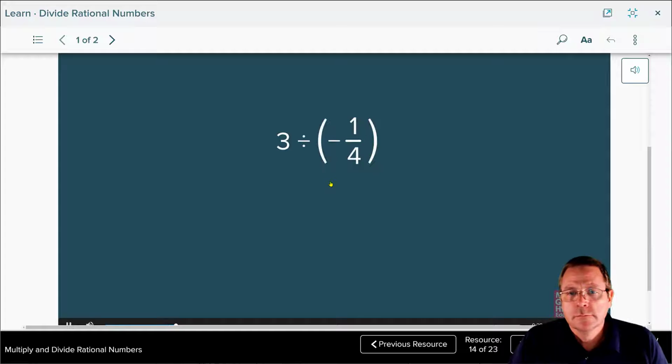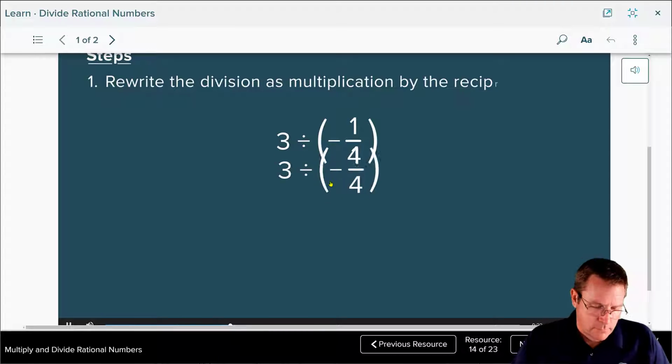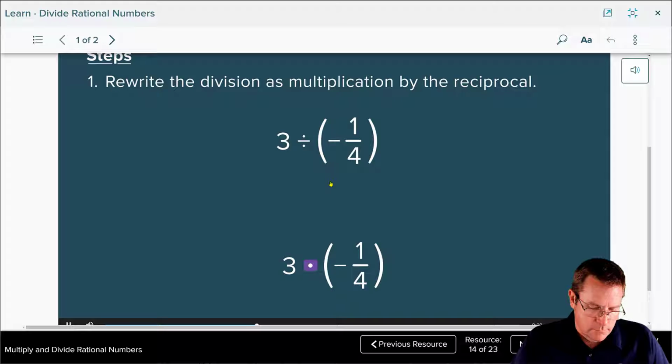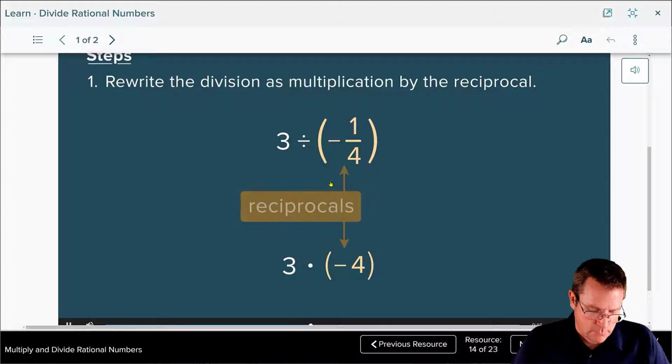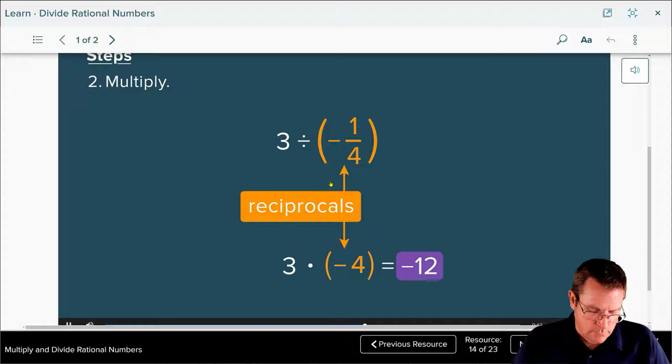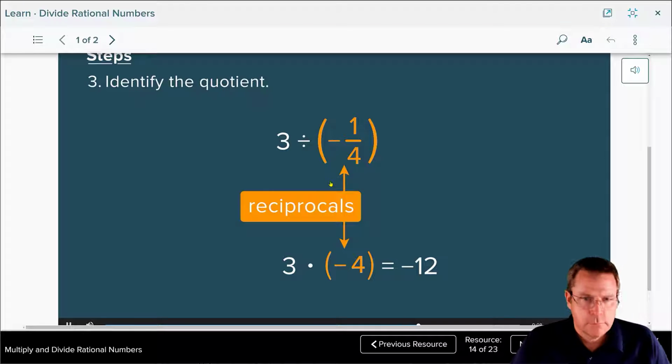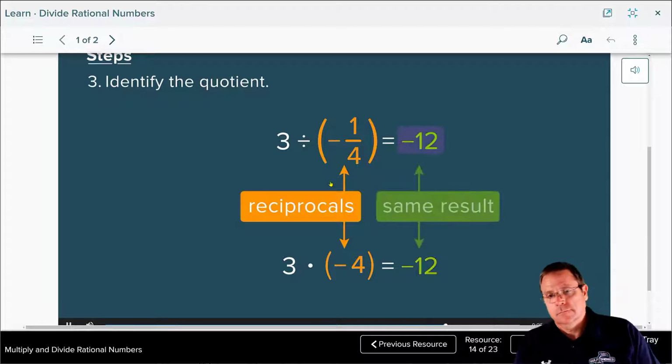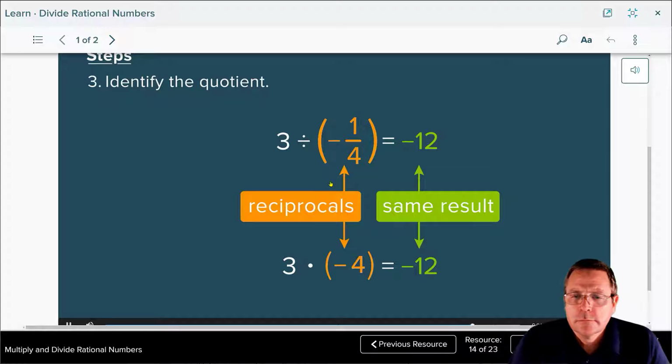To divide by a rational number, rewrite the division as multiplication, multiplying by the reciprocal of the divisor. Then multiply. Use the product to identify the quotient. The division problem has the same result as the multiplication problem.